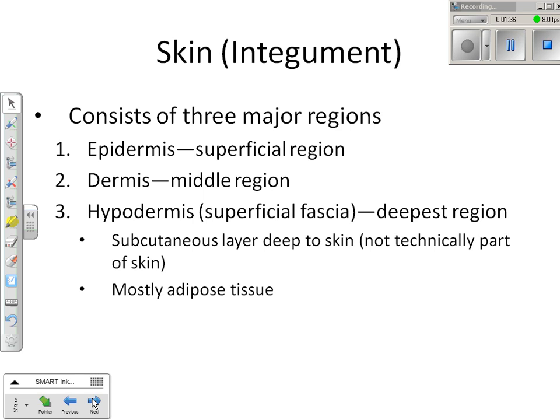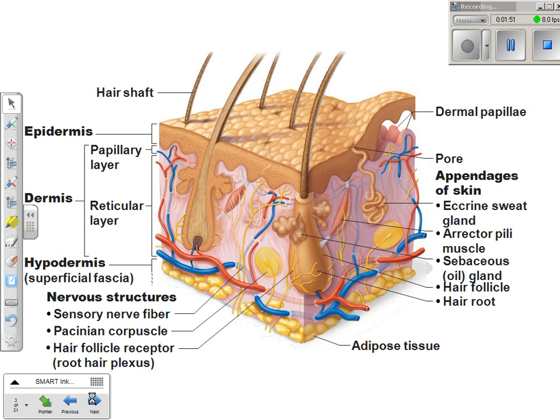Now the epidermis and dermis are parts of the skin that we'll be looking at momentarily in a picture. The epidermis is your most superficial region, made of epithelial tissue. And the dermis is just below. It's a middle region that's much thicker. So this is basically a cross-section of your skin. And this is a really good picture to study because you can see all those components of the skin that we'll be looking at.